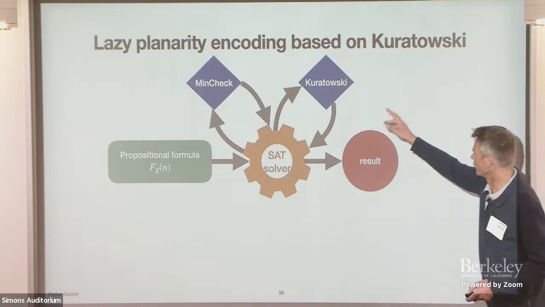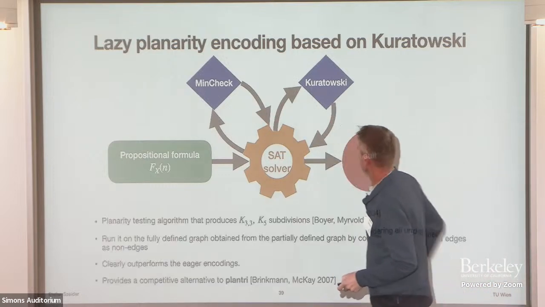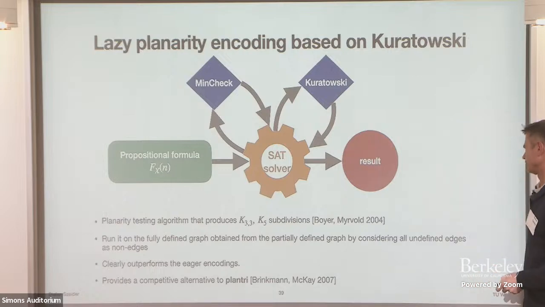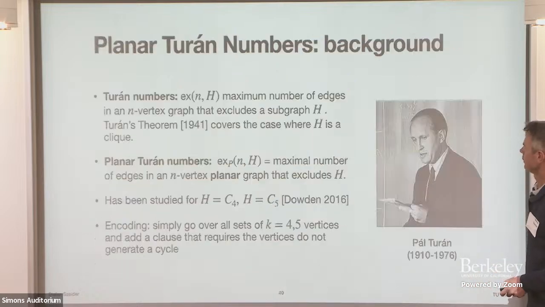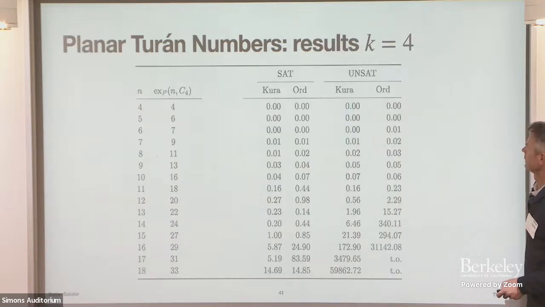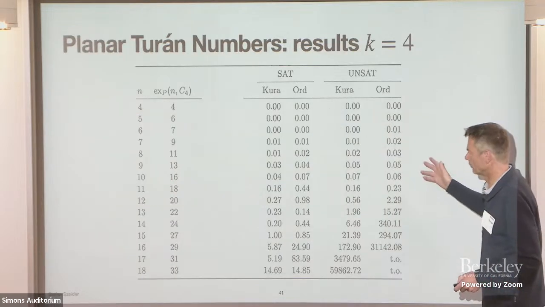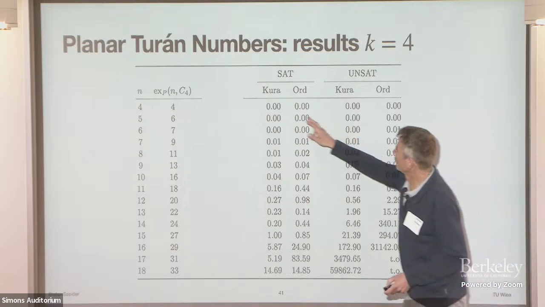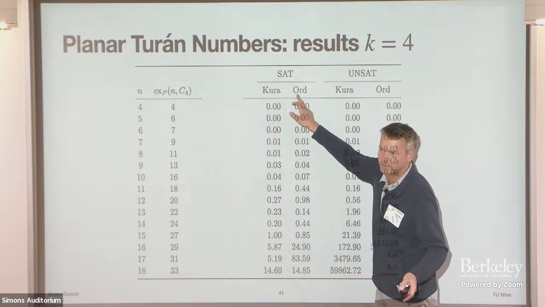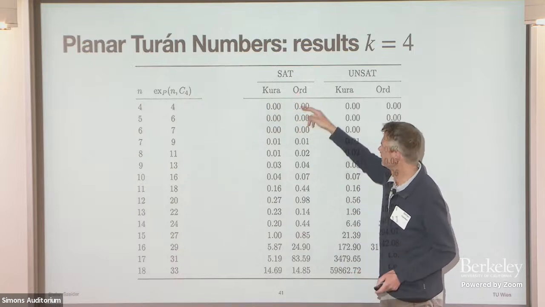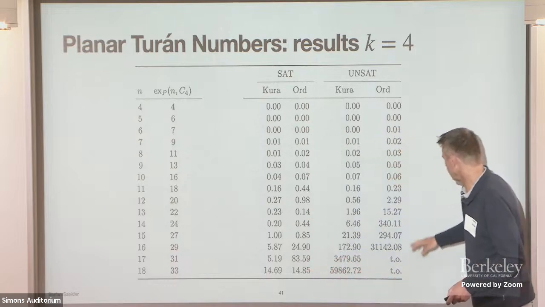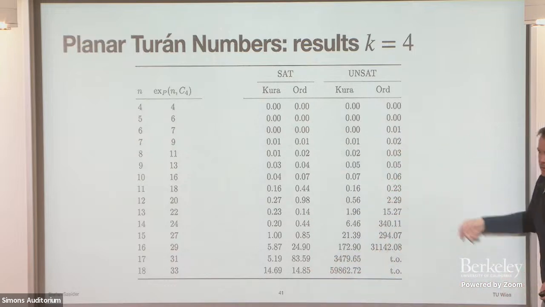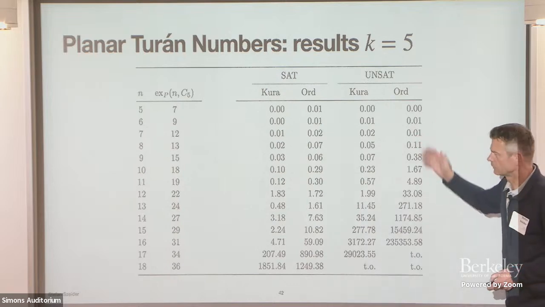This is now the process. We have the minimality check, but also the Kuratowski criterion. Here's something on planar Turán numbers. We see here the Kuratowski criterion and the other one, the ordering criterion, which is the static SAT encoding. You see that the lazy Kuratowski encoding works significantly better.